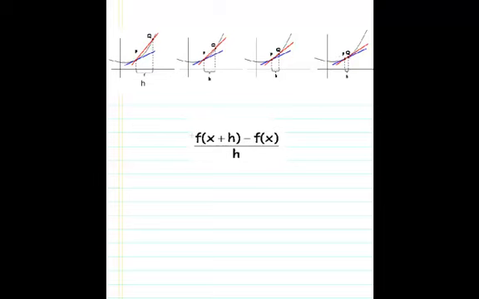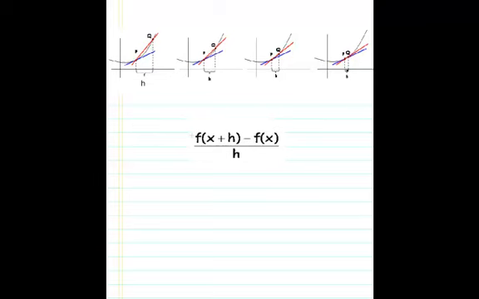The problem with actually making Q and P exactly the same point is that our formula would kind of fall apart. We would have f of x plus 0 minus f of x all over 0. The numerator would become 0, the denominator would be 0. We'd have 0 divided by 0, which is undefined. So instead of saying h equals 0, what we're going to think about is this process of h getting smaller and smaller. The smaller the value of h, the closer to looking like a tangent line it is.